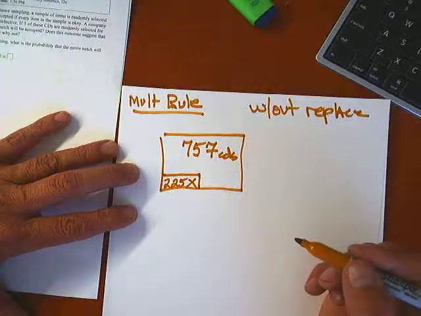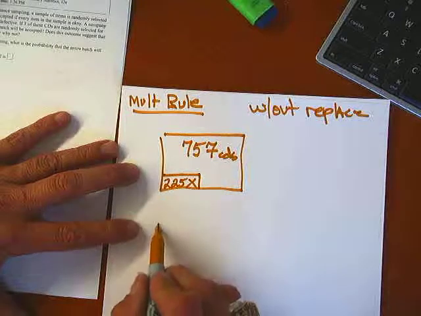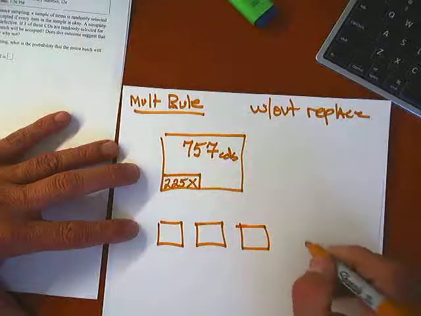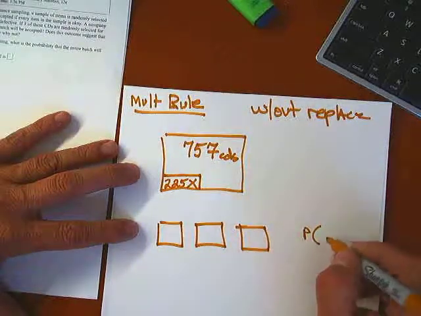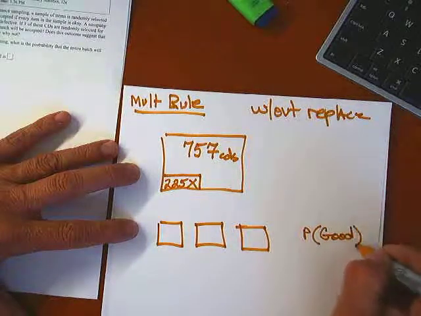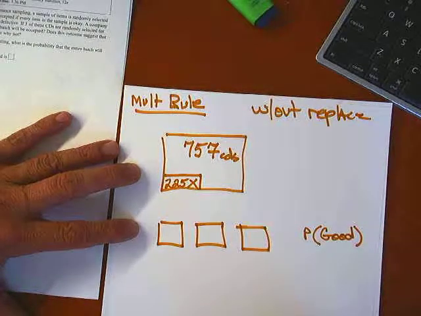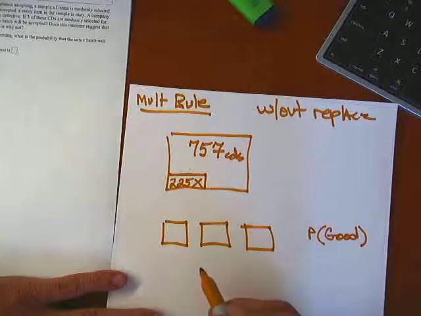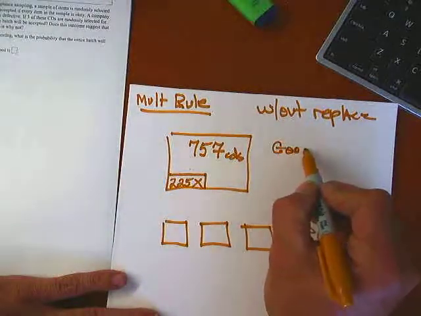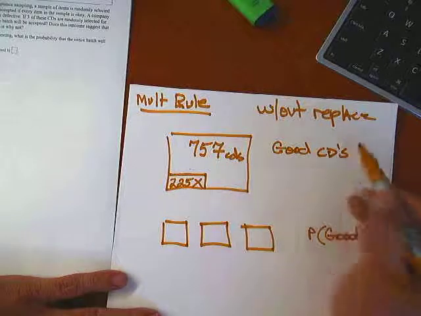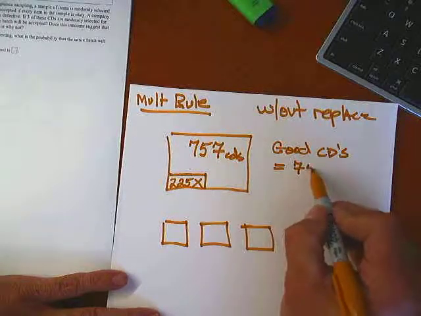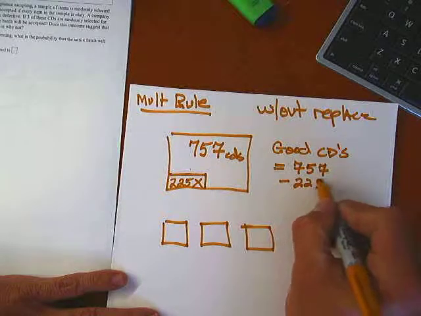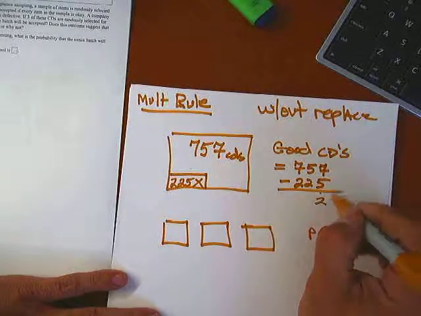A company has just manufactured 757 CDs. So there's a big case. 757 CDs. Notice we have 3 digits. So I'm going to show you that in just a second. 225 by statistics are defective. 225 are not good. They picked 3 of the CDs out. They want to know the probability of all 3 being good.